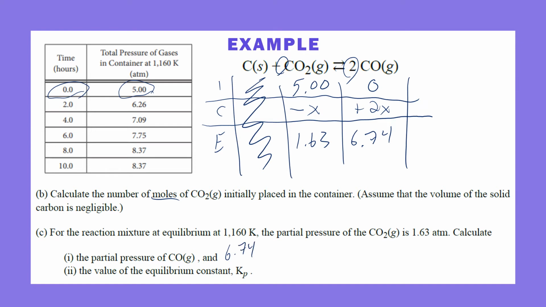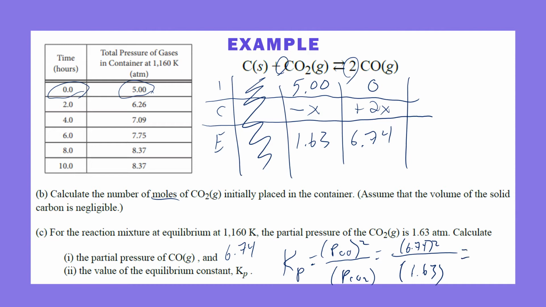Okay, and then the value of the equilibrium constant Kp. So the expression from part A is the pressure of the CO squared over the pressure of the CO2. So the carbon monoxide is 6.74 squared, and then 1.63 for the carbon dioxide. So 6.74 squared divided by 1.63, we get the value of Kp is 27.7. And that was 3 points total.